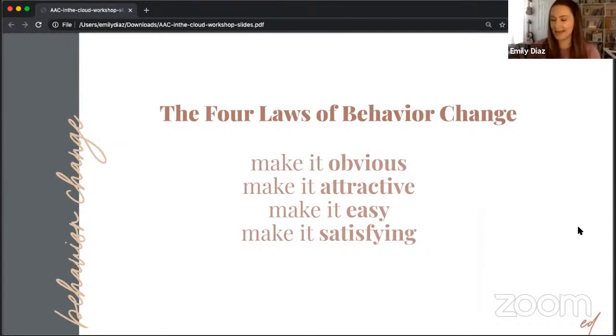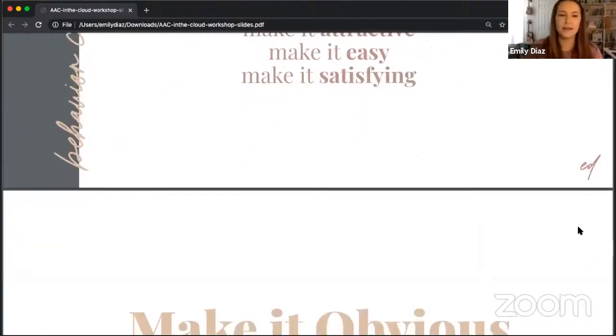And I told you guys at the beginning of this presentation that the first time I read through this book, I did not read it as an SLP and AAC. I read it because I wanted to learn how to wake up early and be motivated to work out in the morning. And then after I finished it, I was like, if I could do that for myself, I could change the behavior of my classroom staff if we do these things, make it obvious, attractive, easy, and satisfying. So let's break down those 4 things and take some notes, because I'm going to share some actual ways that I did this in my classrooms.